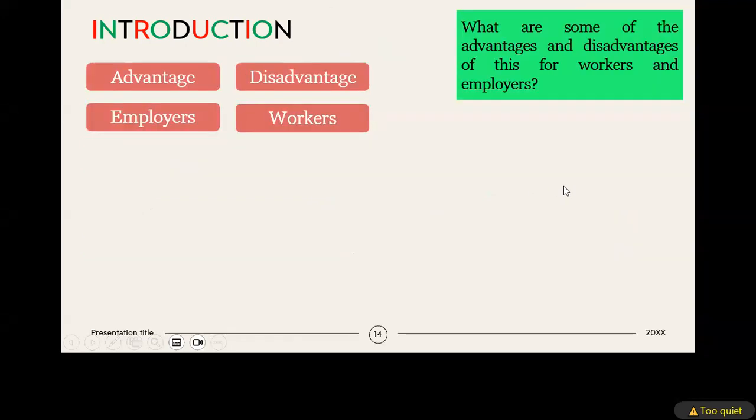Okay, now this is what you should do on the day of the exam. Now here in the question, we have some words like what are some of the advantages and disadvantages of this for workers and employers. So we have advantage, we have disadvantage, we have workers, we have employers. Now what do we need to do? We need to come up with some topic specific words so that we cannot repeat these words over and over again. And you know, if you repeat them over and over again, it means that your essay is very boring. Okay, very boring, and the examiner will not be interested.